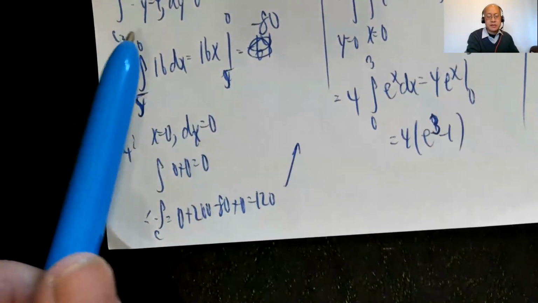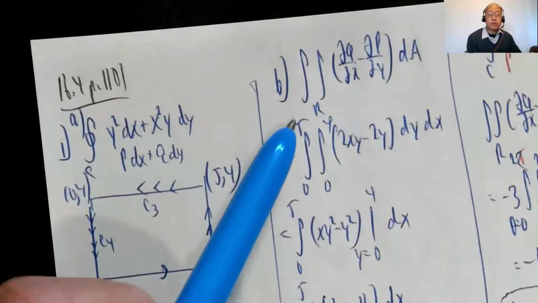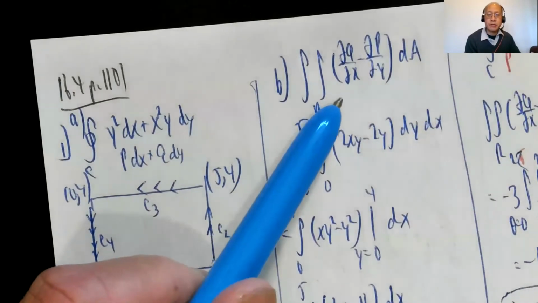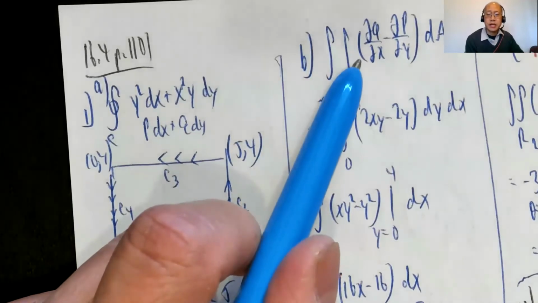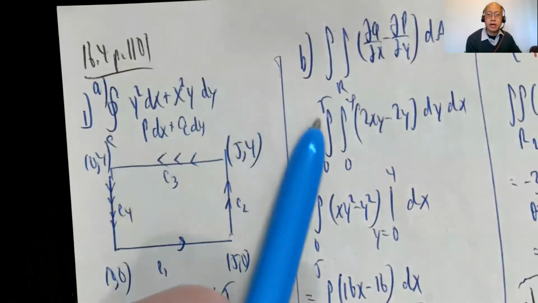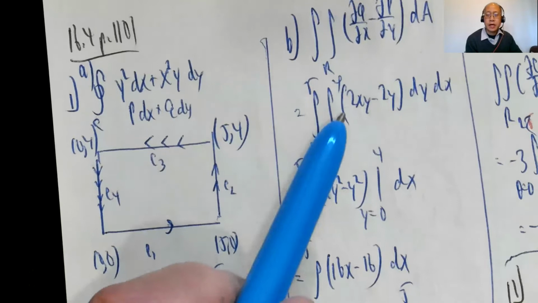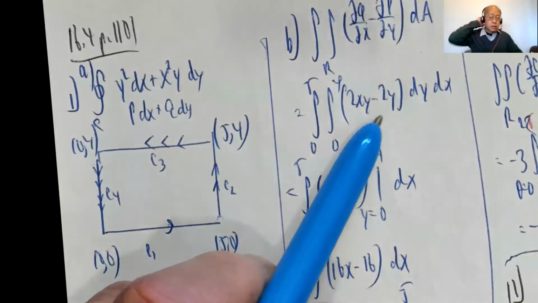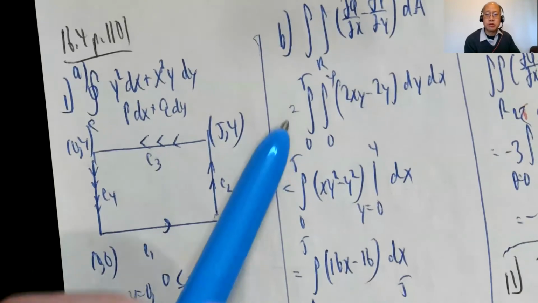All right, so that was somewhat lengthy. Now, using the right-hand side of the theorem, I think, is a little bit easier. Okay, so Green's theorem says, take the partial of Q with respect to x, subtract the partial of P with respect to y. So the partial of Q with respect to x is 2xy, minus the partial of P with respect to y, which is 2y, and that's what I'm integrating. Okay, so dy dx, y goes from 0 to 4, x goes from 0 to 5.